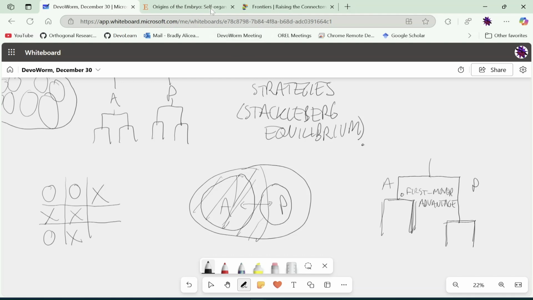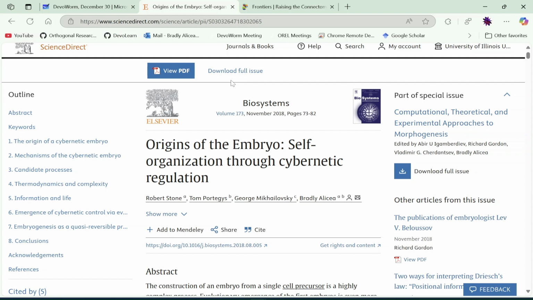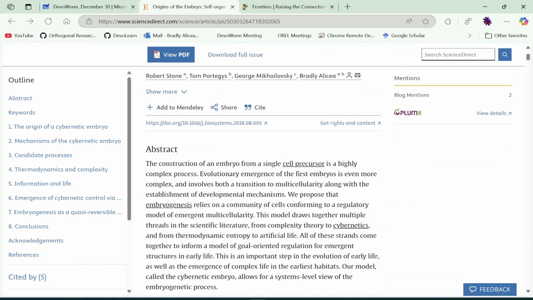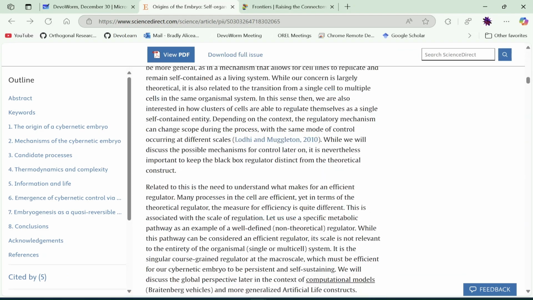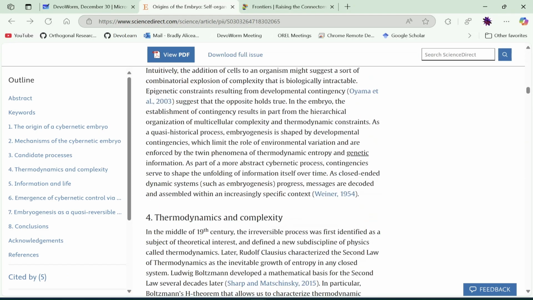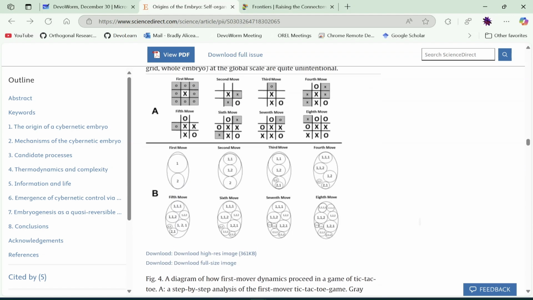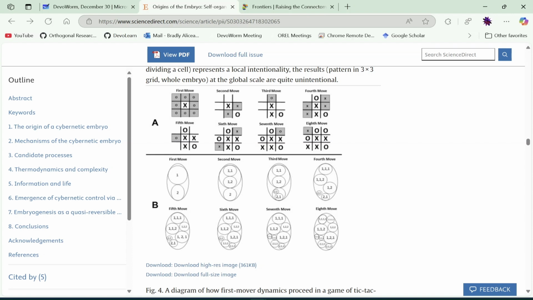There's this paper we published way back in 2018. This is Origins of the Embryo, Self-Organization Through Cybernetic Regulation. This was published in Biosystems. The paper goes through a number of different models that we can use to understand the embryo and its self-organization. One of these models happens to be this tic-tac-toe game that I talked about earlier.